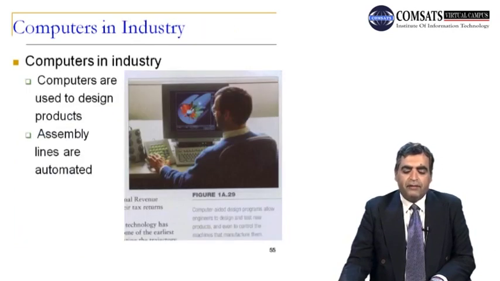Similarly, computers have revolutionized our industry. Computers are used to design products. Assembly lines are automated. Computer-aided design programs allow engineers to design and test new products and even to control the machines that manufacture them. In shipping, freight companies need computers to manage the thousands of ships, planes, trains, and trucks that are moving goods at any given moment. In addition to tracking vehicle locations and contents, computers can manage the maintenance, driver schedules, invoices, billing, and many other activities.